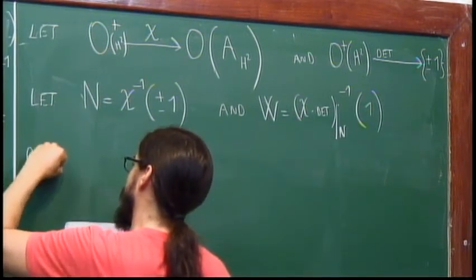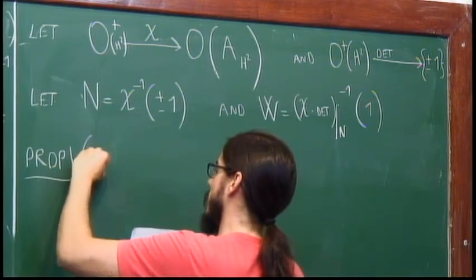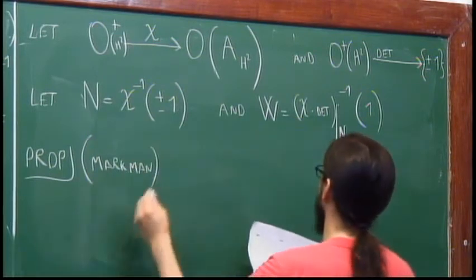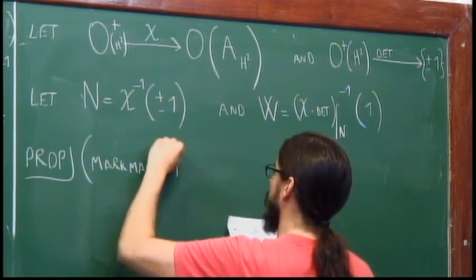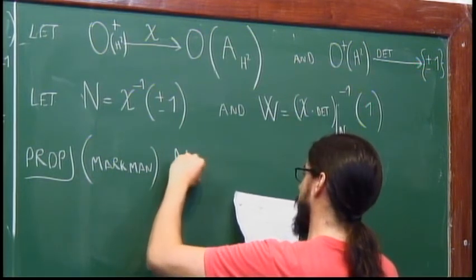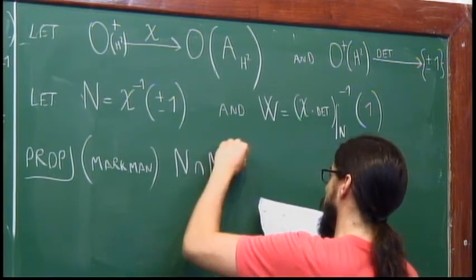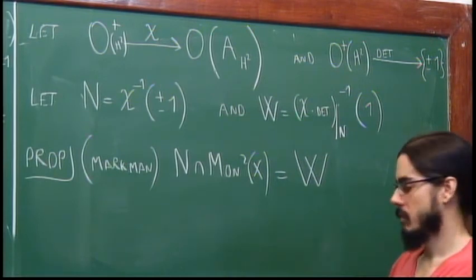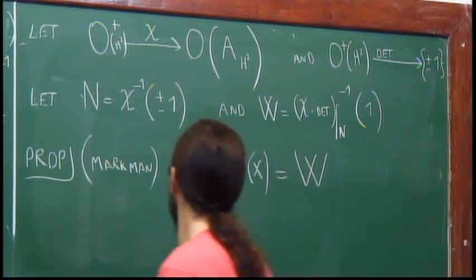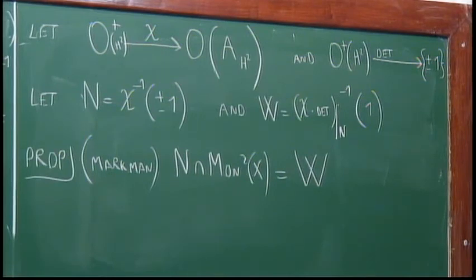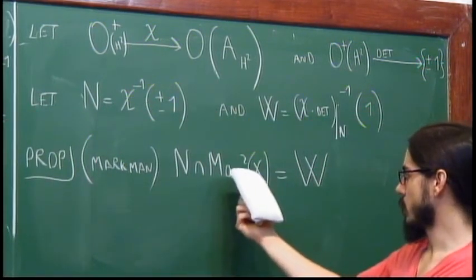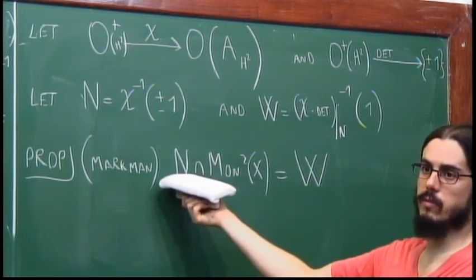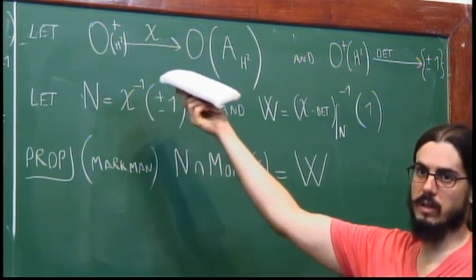So the lower bound is again a result by Markman, which says that N intersected with Mon2 of X is W. So already this is an almost full computation because the index of this N inside the full isometry group is finite and usually very small.